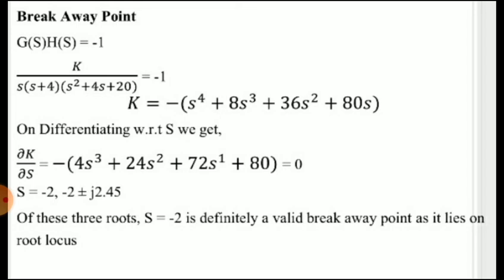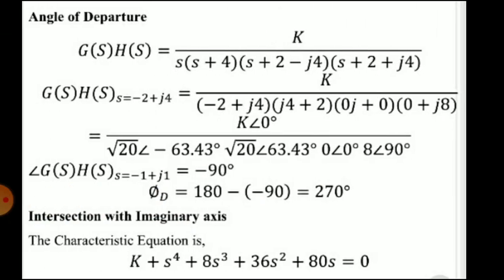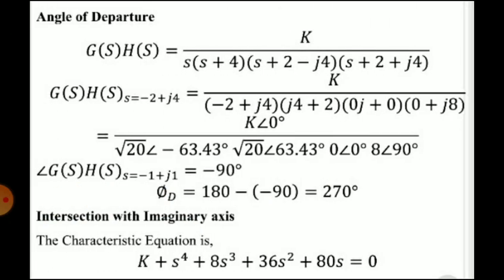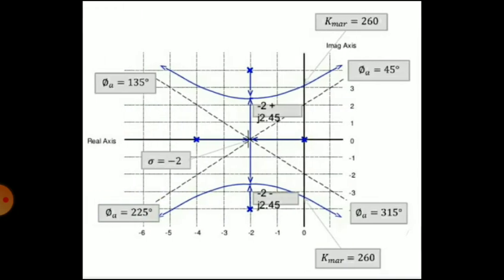Now find the breakaway point. The breakaway point is equal to minus 2 and minus 2 plus or minus j2.45. Out of these three roots, s equal to minus 2 is definitely a valid breakaway point, as it lies on the root locus. Now the angle of departure is found by the formula 180 minus the bracketed term, which gives 270 degrees, and then the intersection with the imaginary axis is found.